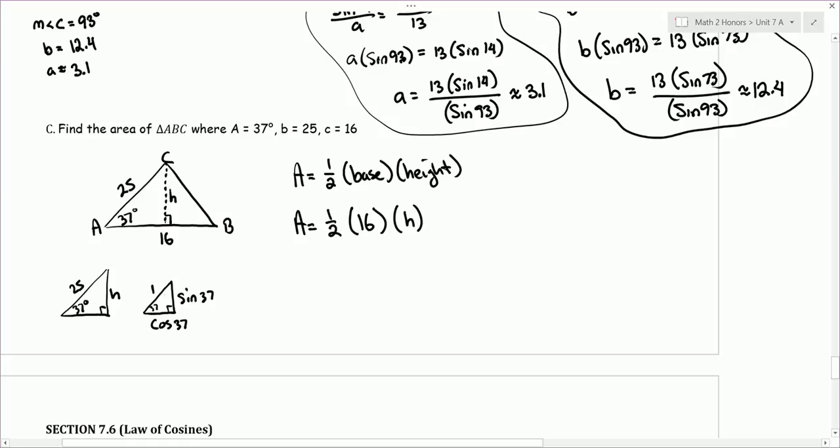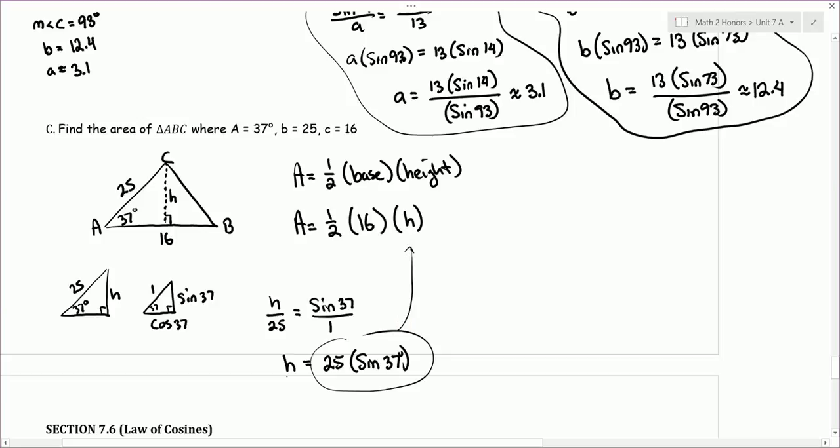And so we can set up a fraction. We could say that h over 25 is the same as sine of 37 over 1. And if I cross multiply, I'm going to get h is equal to 25 times the sine of 37. So I'm going to take that and plug it into our equation here.